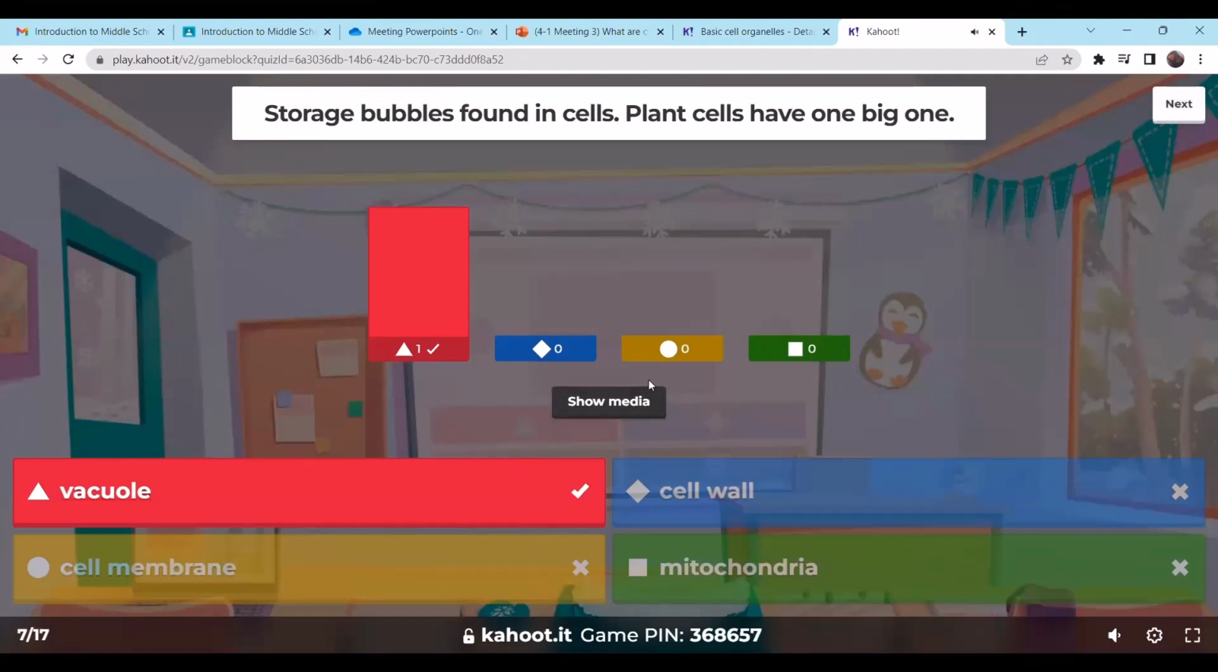Yes, the answer is vacuoles. And mind you that animal cells have a very small vacuole compared to the plant cells. Like almost half of every plant cell is a vacuole for storage. It's kind of like this big air bubble.